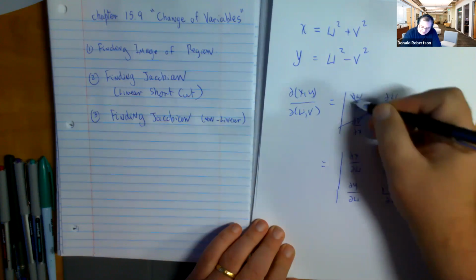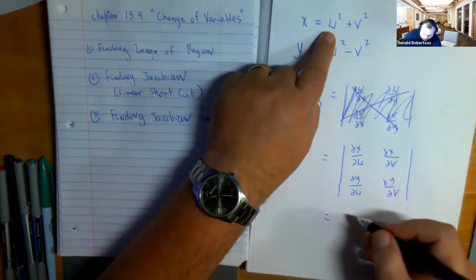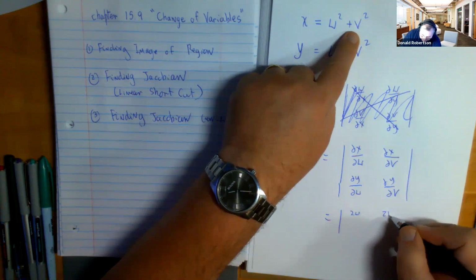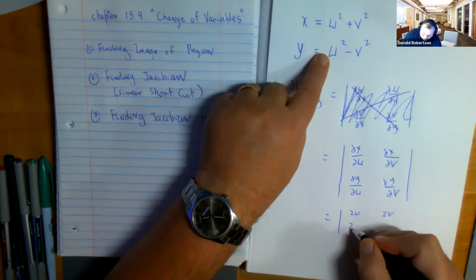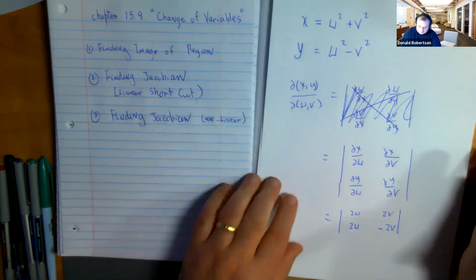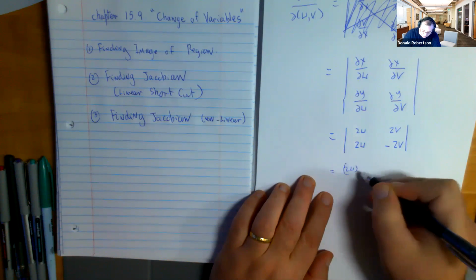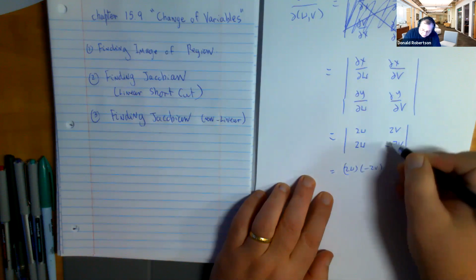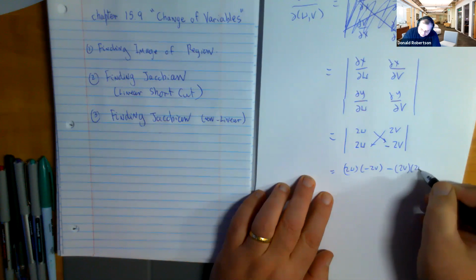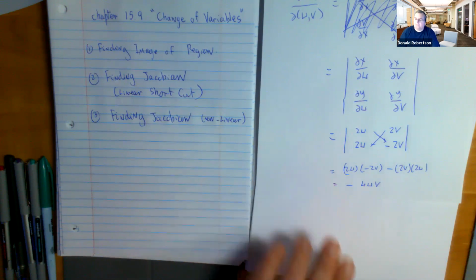Right, let's. Differentiate with respect to u, you get 2u. Differentiate with respect to v, you get 2v. Differentiate with respect to u, you get 2u. Differentiate with respect to v, you get this guy. Major diagonal is 2u times negative 2v. Subtract minor diagonal 2v, 2u, and I believe you get negative 4uv.